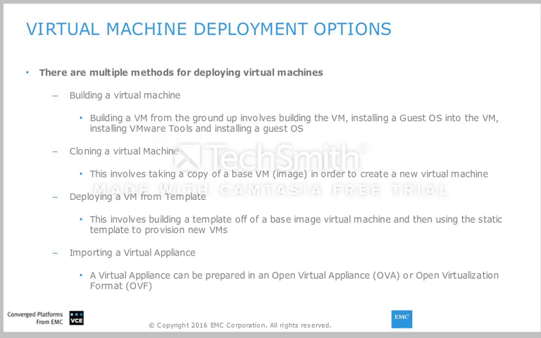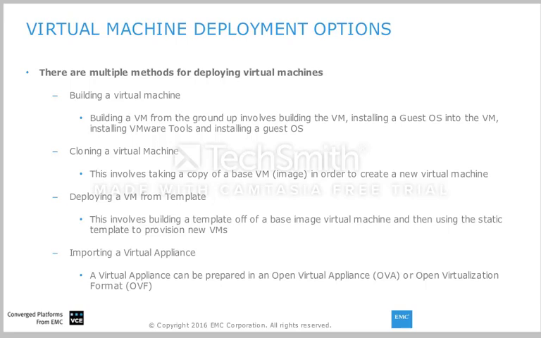Building a VM from the ground up involves building the VM, installing a guest OS into the VM, and installing the VMware Tools. Installing an OS into a VM takes about the same amount of time it would on a physical system. Many of the deployment methods outlined below involve imaging a base VM and avoid the need to perform the OS install each time.